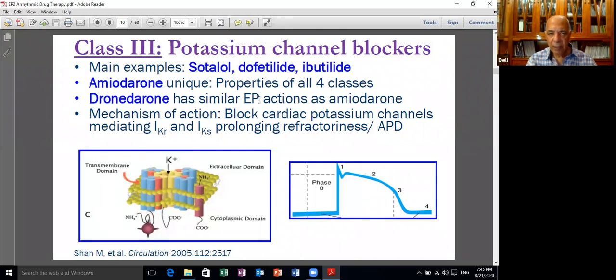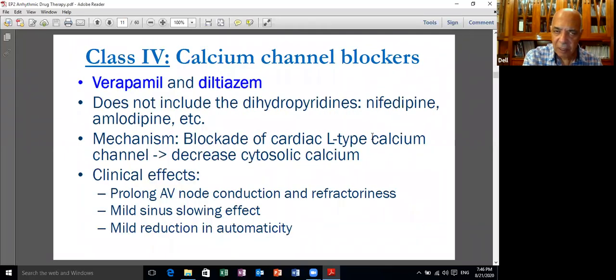Dronedarone lacks the iodine of amiodarone, but it has, again, the same 4-class effect like amiodarone. The mechanism of action is blockage of the potassium current, essentially IKr, not IKs. Very rarely do you get the blockage of the IKs by any drug available on the market now. As a result of blocking the potassium current, you get prolongation of the action potential duration, prolongation of refractoriness, and torsade de pointes in the majority of these drugs. An exception is amiodarone, which produces torsade de pointes in less than 1% of individuals.